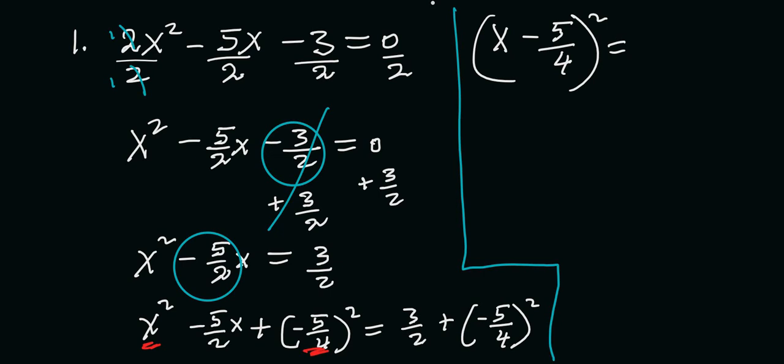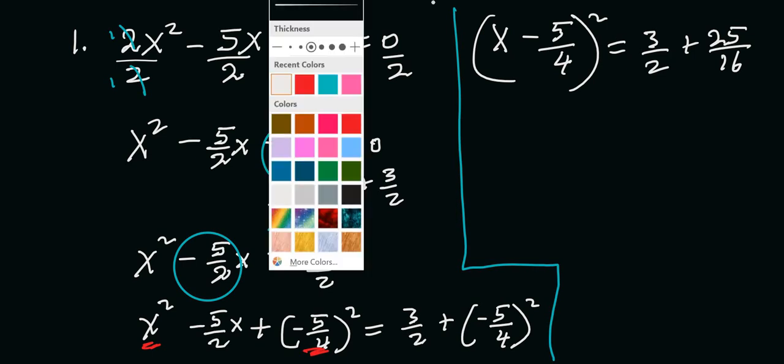So now we have 3 over 2. And if we square this value, this will become 25 over 16. So we have plus 25 over 16. All right. Because negative 5 squared will definitely give you a positive value. So we now have 3 over 2 plus 25 over 16. So at this point, let's try to add up.